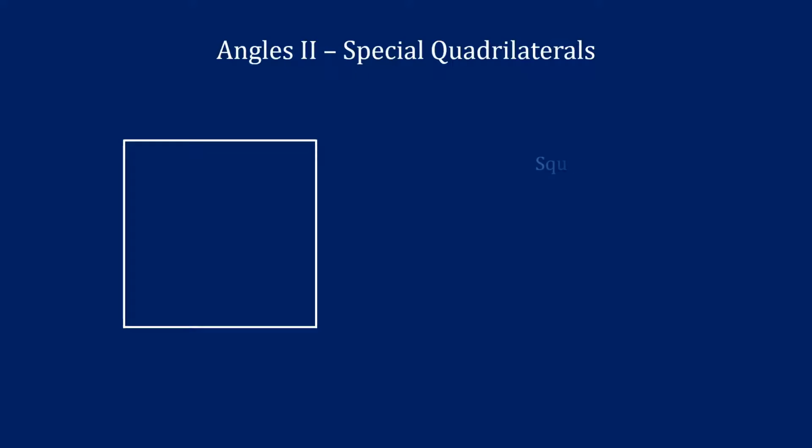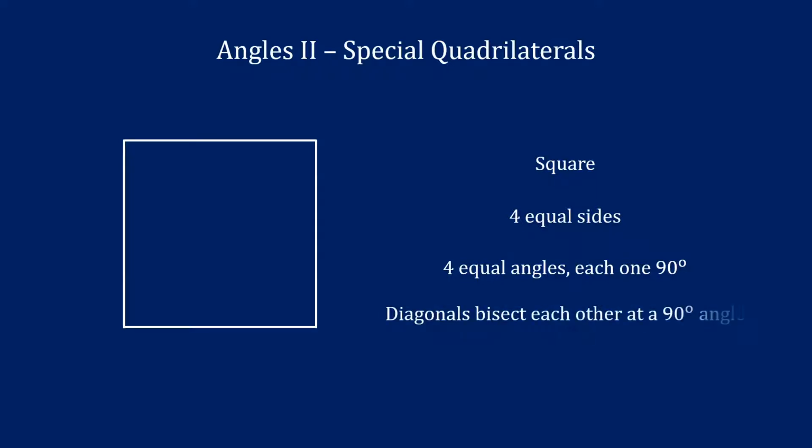Starting with the OG, the square. What's special about the square? You should be copying those down. They have 4 equal sides, so every side is the same. They have 4 equal angles, each one of them is 90 degrees. And diagonals bisect each other at a 90-degree angle.